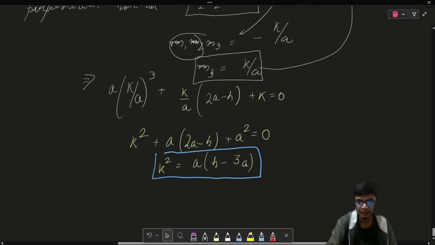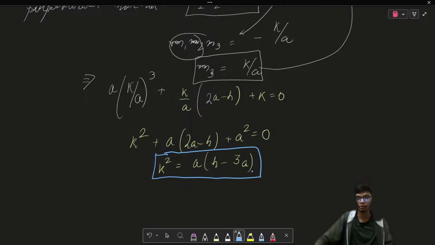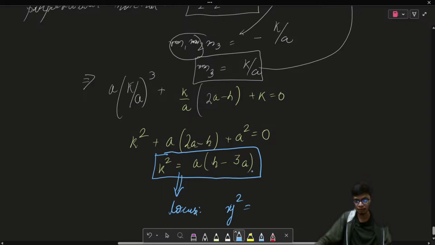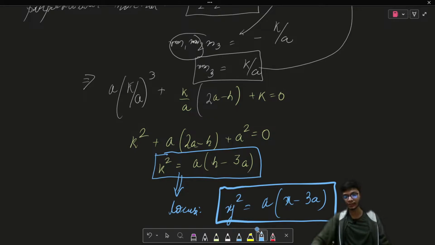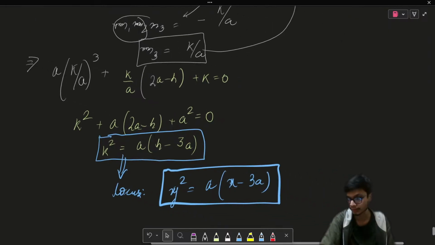And what we need is an equation in h comma k, and this is the required equation in h comma k, which is devoid of any other unknowns, right? So therefore the locus equation from here can be given as y square is equal to a times of, because a is a constant, x minus 3 times of a, okay? So this is again a parabola. So the locus of the point of intersection of two normals which are at a right angle to each other is also a parabola, okay? So this is the locus of that particular question.